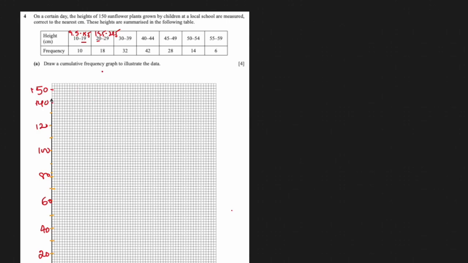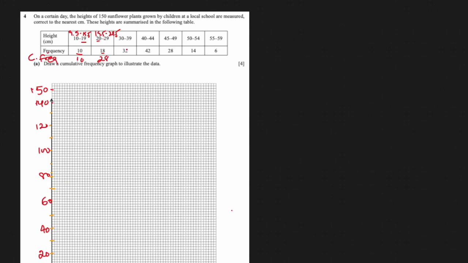Second thing we need to do is to add all the frequencies, and make this frequency a cumulative frequency. And how do we do that? We just add the previous sum to the next one. So just like 10 will be added to 18. So 10 remains 10, but the next one will become 28. What it means is that 28 sunflowers were less than 29.5 centimeters high.